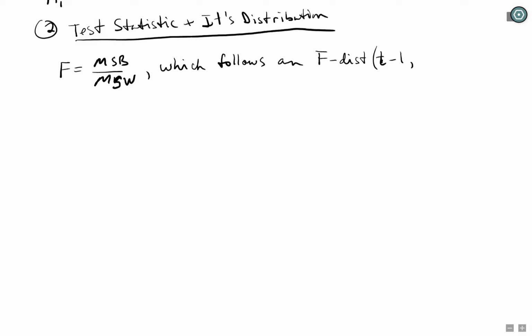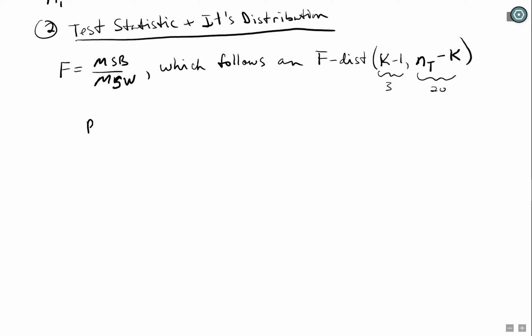In this case, actually not t. I think we were using k, weren't we? So k minus 1. And the denominator degrees of freedom is the total sample size minus k. So within our particular example, this is 4 minus 1 or 3, and this is 24 minus 4 or 20. Okay, so we're going to be dealing with an F distribution with 3 and 20 degrees of freedom.